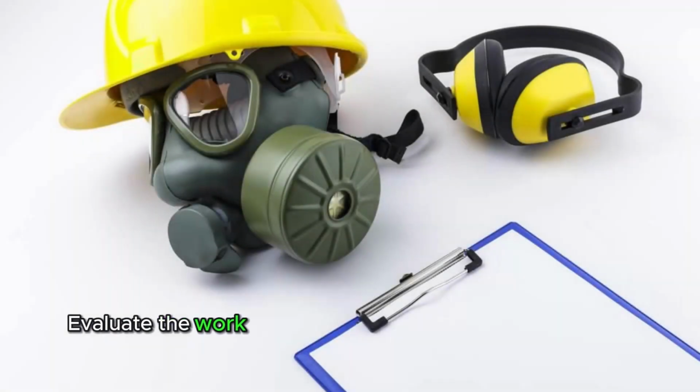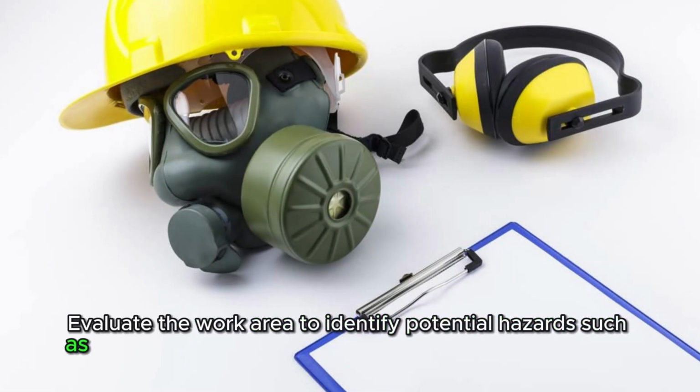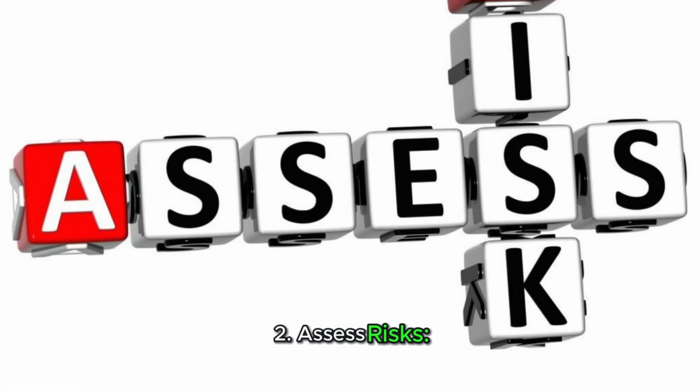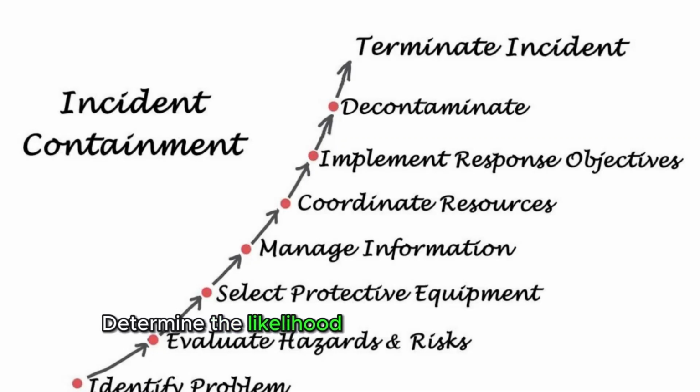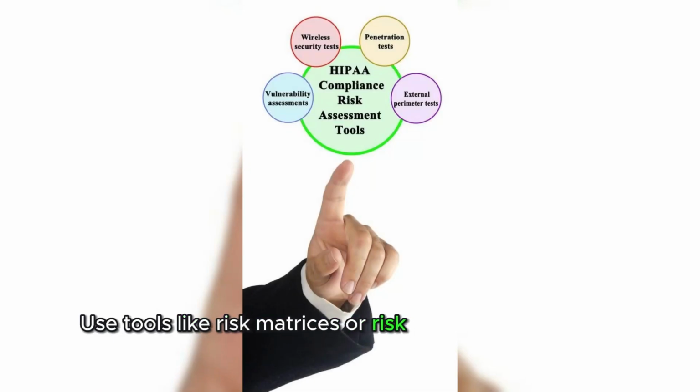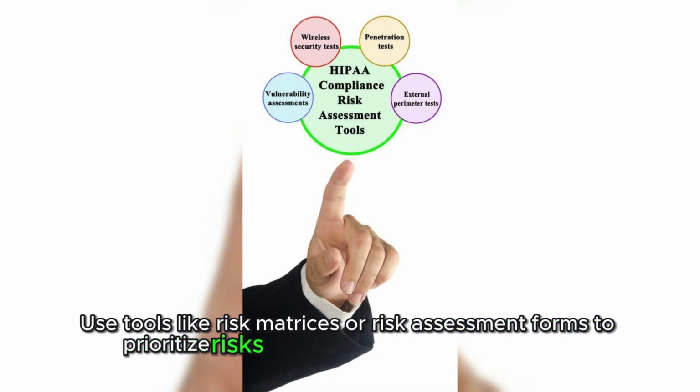Evaluate the work area to identify potential hazards such as electrical, mechanical, chemical, or environmental risks. 2. Assess risks. Determine the likelihood and severity of identified hazards. Use tools like risk matrices or risk assessment forms to prioritize risks based on their potential impact.